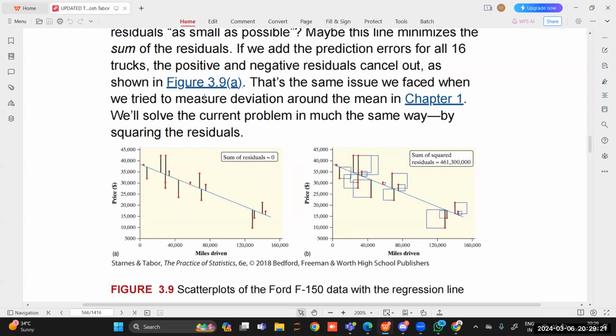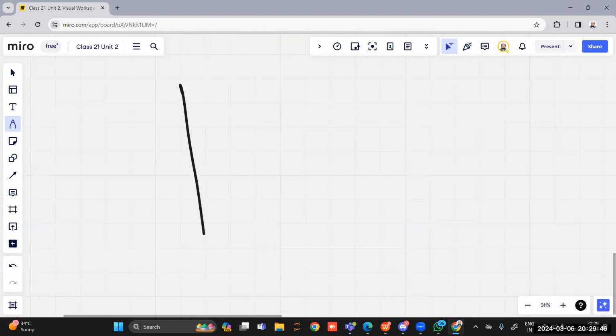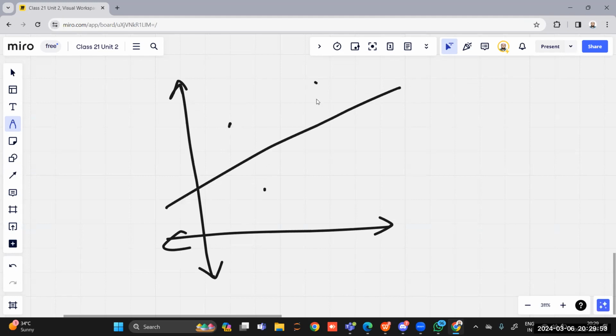Some of the residuals that I've told you, this line is generally plotted by taking the means of all the points, and the regression line is in between all the points. So this is the sum of the residuals. Means what? For example, this is our y-axis, this is our x-axis, and this is our regression line. For example, these points are there.